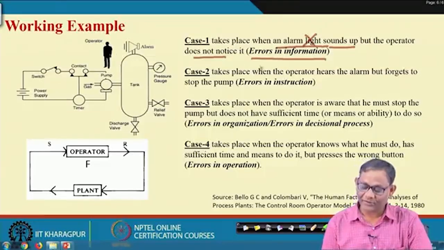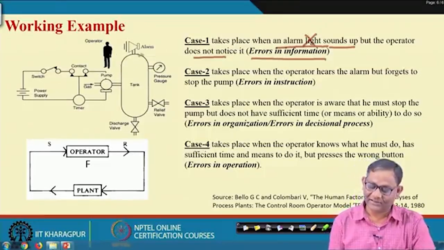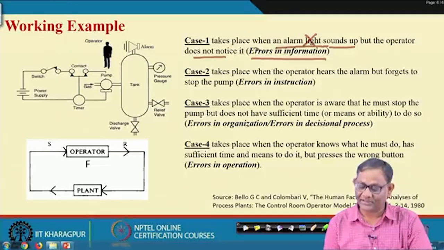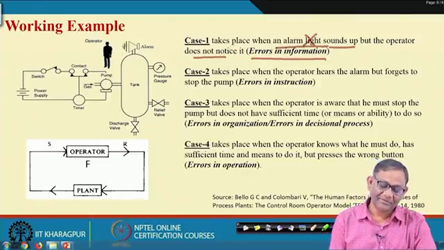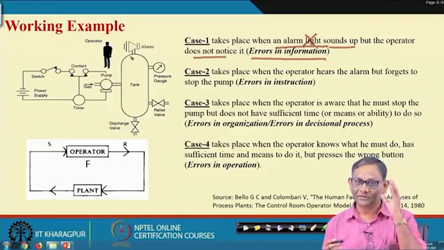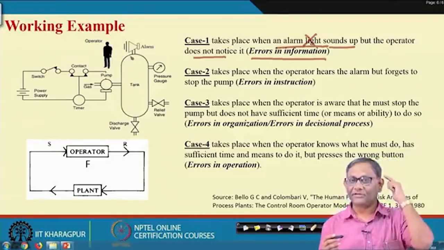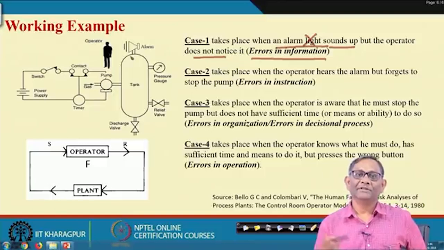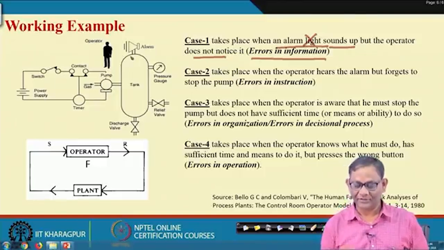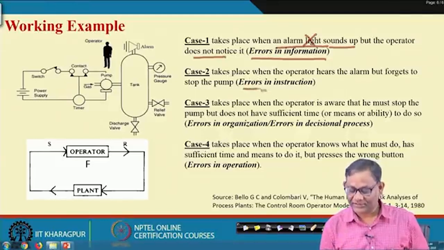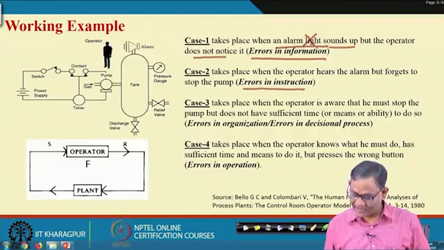Why am I saying error in information here? Basically, the event takes place, the alarm sounds, but the operator does not notice it. It may be the alarm is not sufficient, maybe the sound is not sufficient. So, error in information. Then case two takes place. What is case two? Error in instruction.